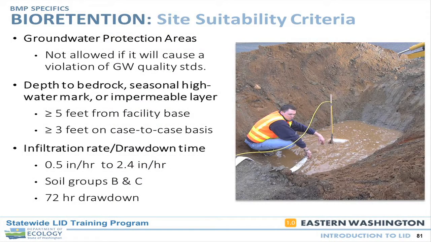Another rule is that the whole system, not just the ponding zone, but everything in the soil, needs to drain in 72 hours. For the ponding zone, generally the rule of thumb is 24 hours.